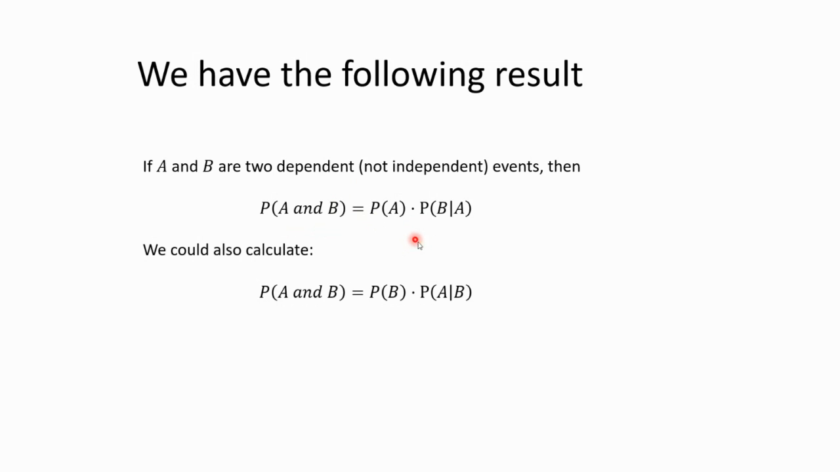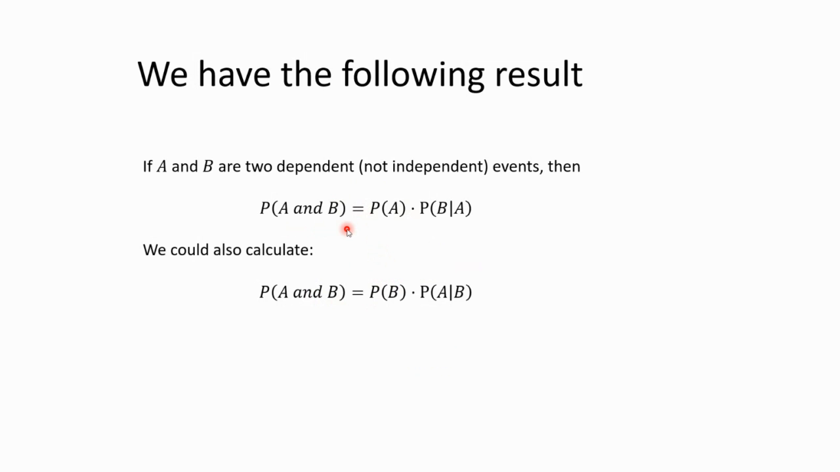Really A and B are arbitrary, so you could also think of it this way: it's the probability of B times the probability of A given B. Either one. Again, we're assuming these events are not independent. They're dependent. So that's how we calculate the probability of A and B occurring.